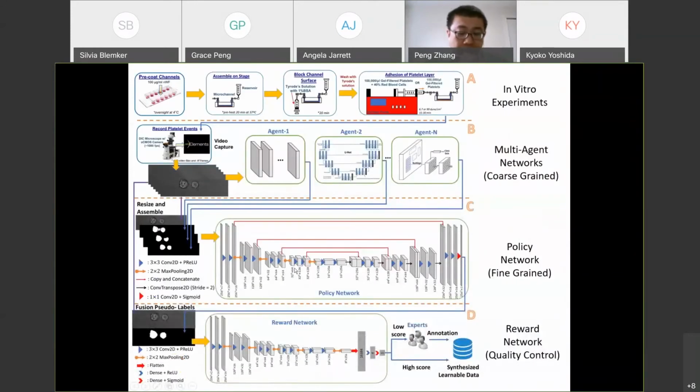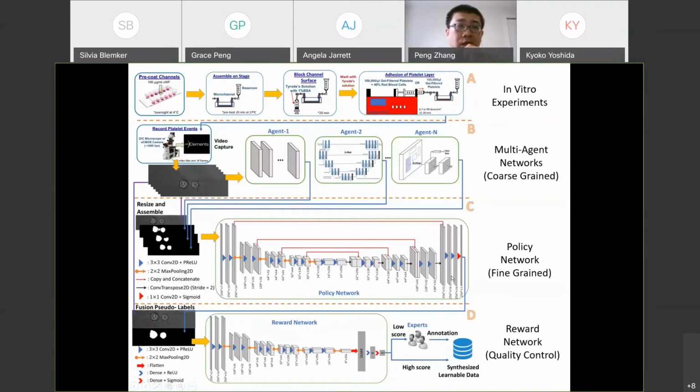Here, let's see some of the general structures of the semi-unsupervised learning systems we developed for the platelet segmentation. So this is a kind of active learning. In the first layer, we have 7 agent networks to do the coarse segmentation. All of the preliminary results together with the raw data will be input into the policy networks to generate the fine-grained final output.